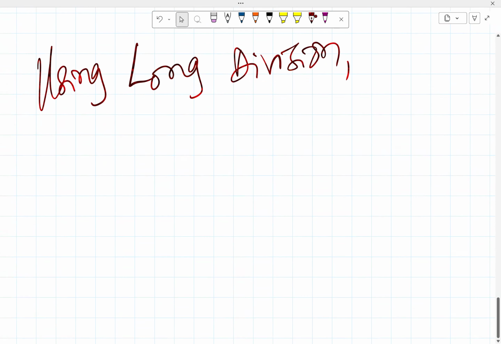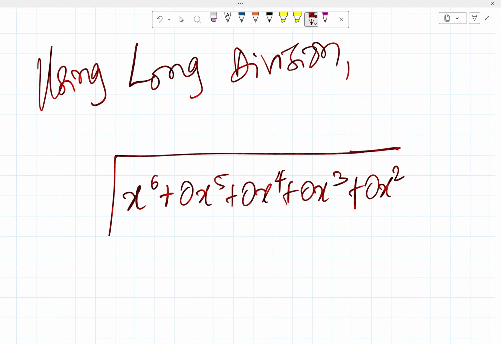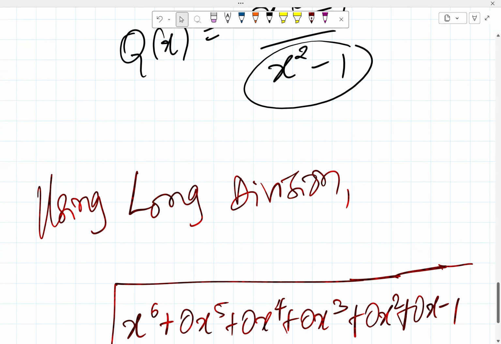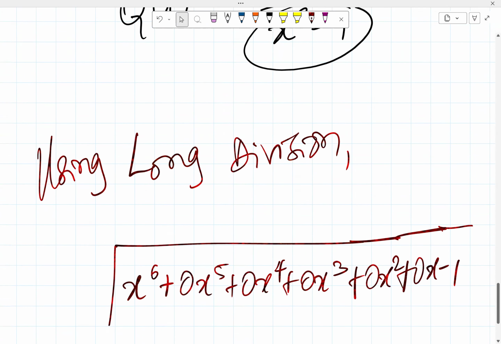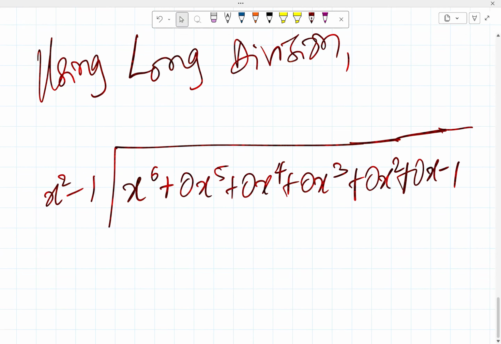So here now for long division, you don't forget that this is x raised to power 6. Everything that is missing you have to put. So you have 0x raised to power 5 plus 0x raised to power 4 plus 0x raised to power 3 plus 0x raised to power 2 plus 0x before you now get to the minus 1. Very important to do that. Now we divide by x squared minus 1. That's what we're dividing by. Every exponent in between must be taken care of.